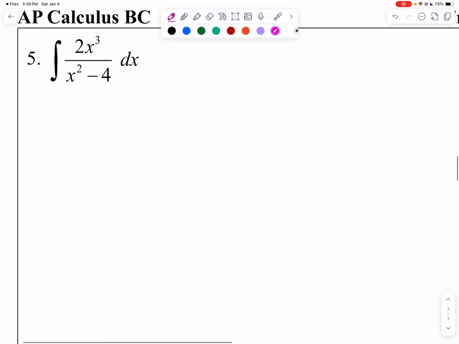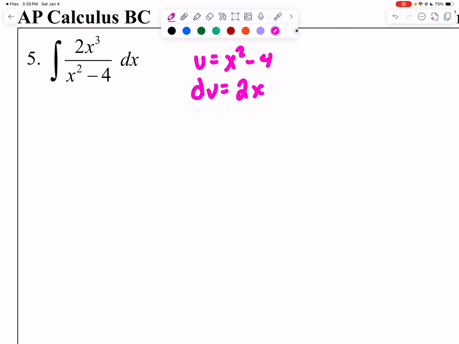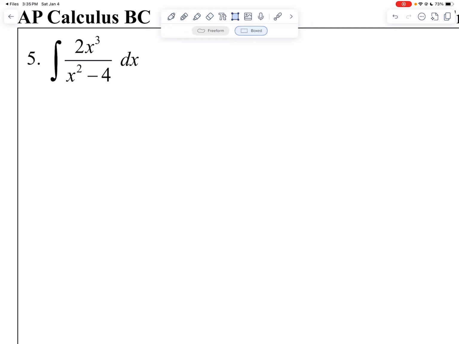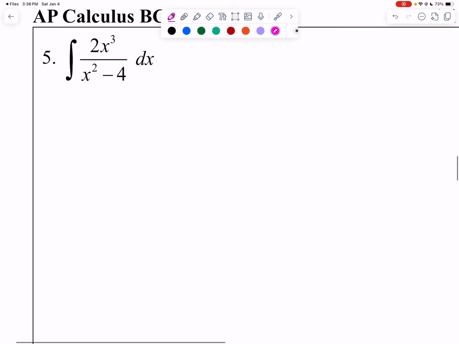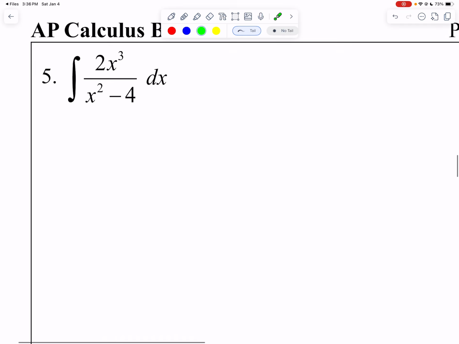Number 5, once again, I can't really do partial fraction decomposition right here, and I can't really do u-sub here because if I do u being x squared minus 4, then du has to be 2x, but I have an x cubed, so I can't really do that. So before I take on partial fraction decomposition, I'm going to have to use either long division or making copies. Here, I'm going to make copies.